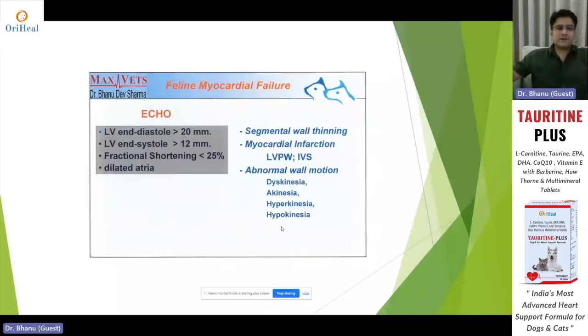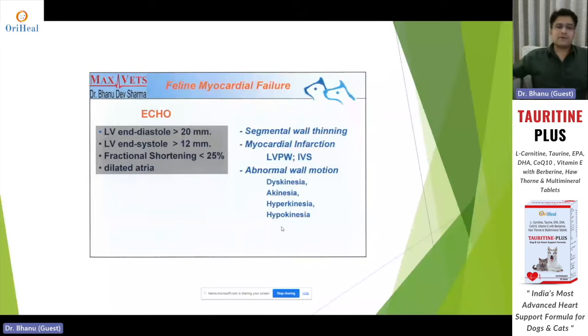So feline myocardial heart failure, when you do the echocardiography, you would have to look at the left ventricular end diastolic and end systolic measurements. The gold standard for diagnosis of DCM in cats would mean that left ventricular end diastole measurement would be more than 20 mm and left ventricular end systolic measurement would be more than 12 mm, and the fractional shortening would be less than 25%. So when you put on the M mode, the time motion mode echocardiography, the fractional shortening would be less than 25%.